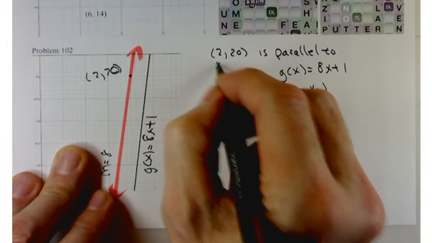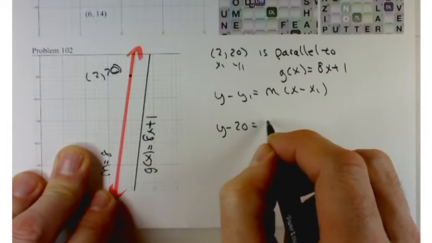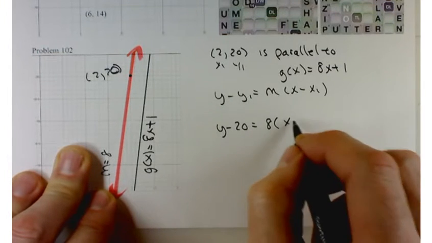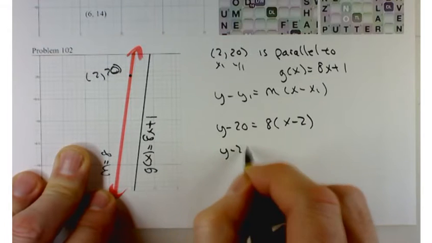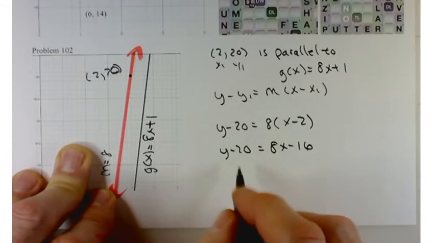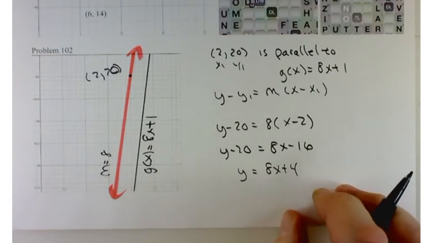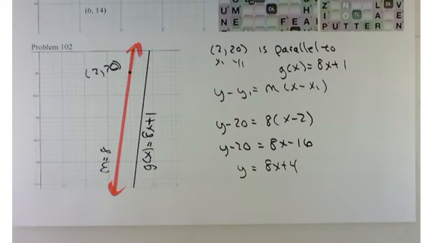This is your x1, y1. Y minus 20 equals 8 times x minus 2. If I add 20 to both sides, I end up with 8x plus 4. And that's certainly parallel to 8x plus 1.